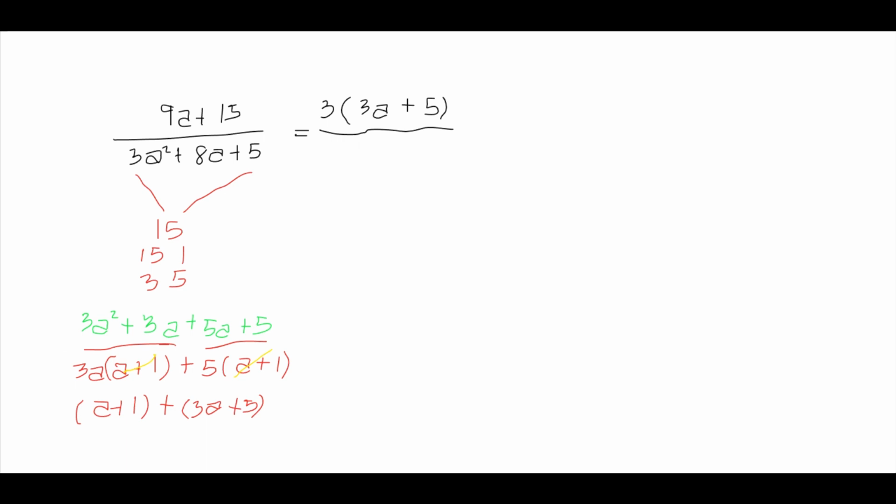We just need to rewrite this factored form as our denominator here. So we have a plus 1 times 3a plus 5. Right now, as you can see, our common factor is 3a plus 5. So we just need to cancel it out directly. And after canceling out, we'll get the final answer, which is 3 over a plus 1.